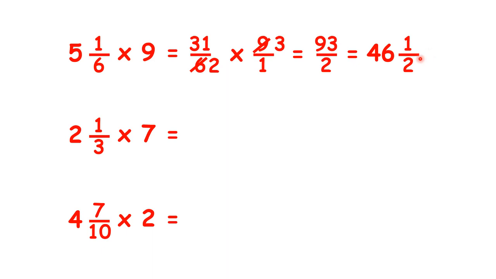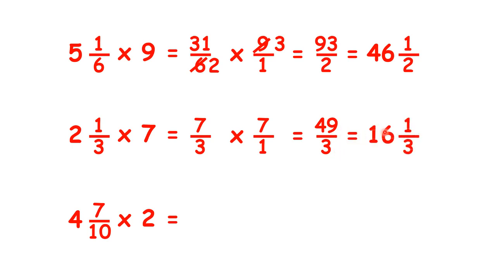Now here, 2 1/3 is the same as 7/3. Multiply by 7/1. We can't cross simplify here because 7 isn't in the 3 times table. So we just do the multiplication, and then 49 divided by 3 is 16 remainder 1, so 16 1/3.